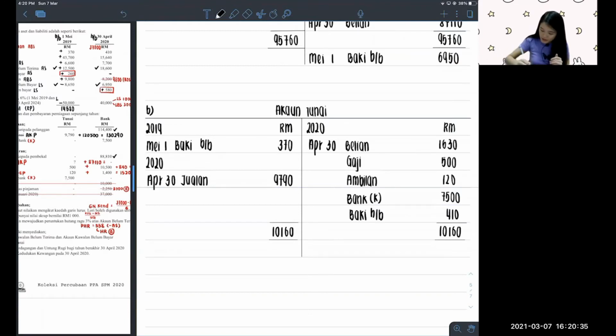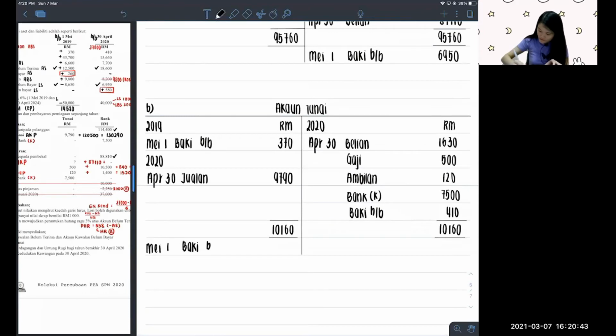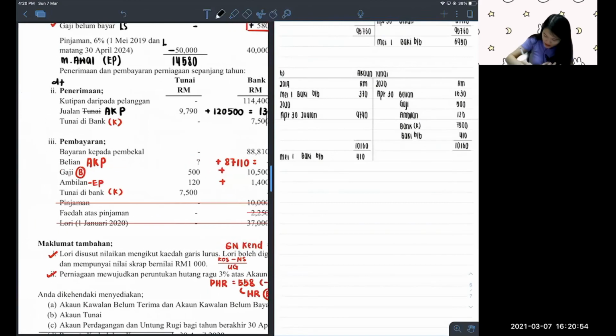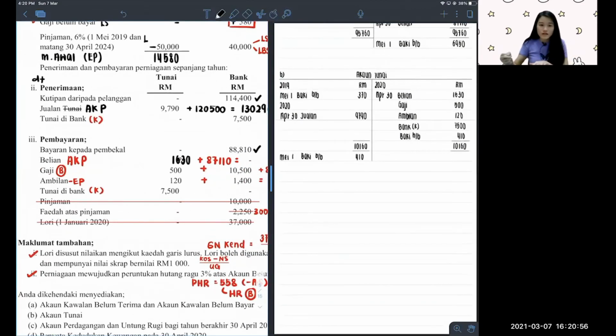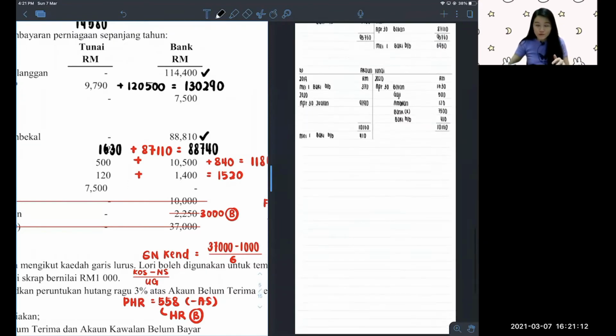Okay, so move your baki HP back to the opposite side. May 1st baki BB. 410. Okay, so what you can do now, bring this 1630 back to the question mark there. 1630. So as you add together with your belian credit, our jumlah belian is going to equals to 88740. And that's it. Okay, so then we can officially start doing our account perdagangan dan untung rugi already.